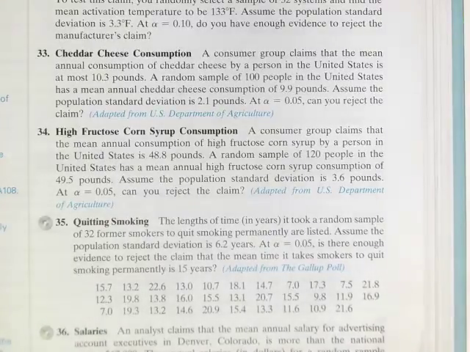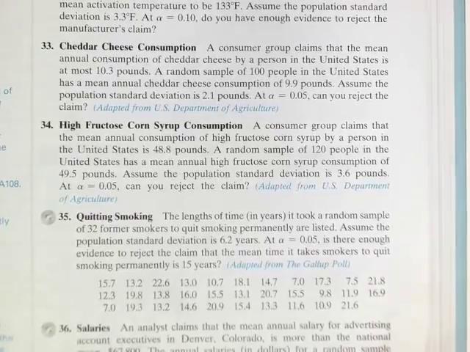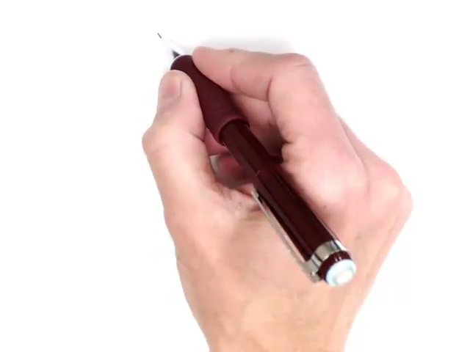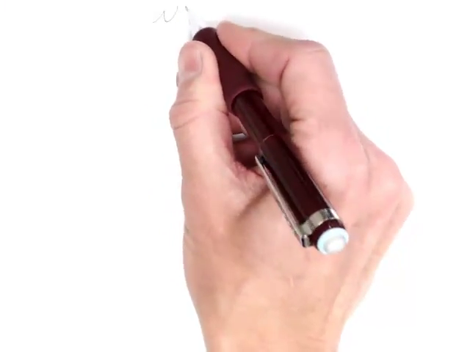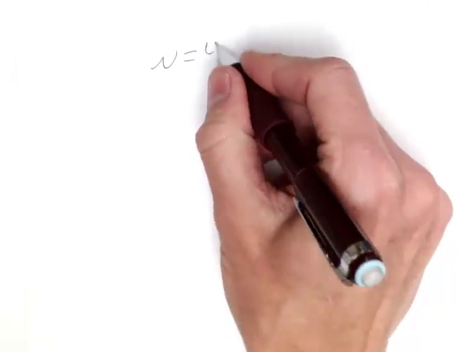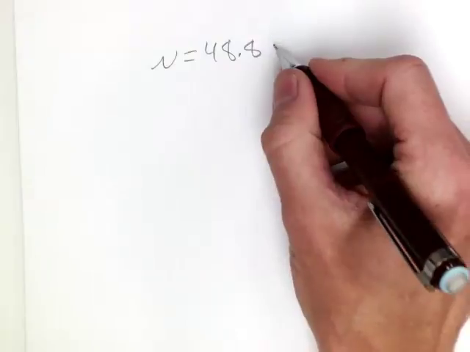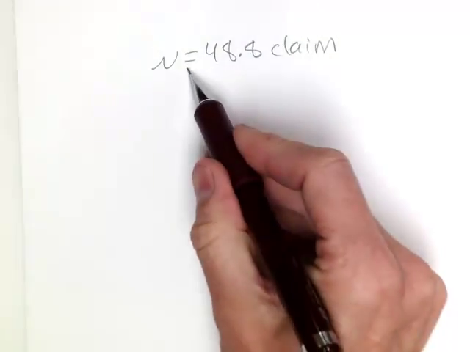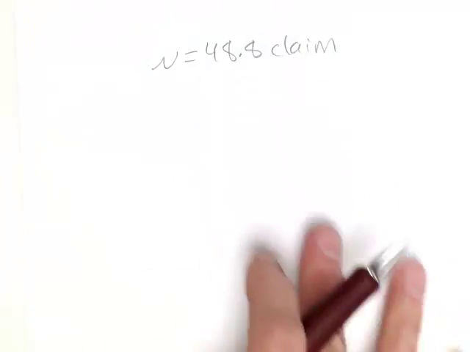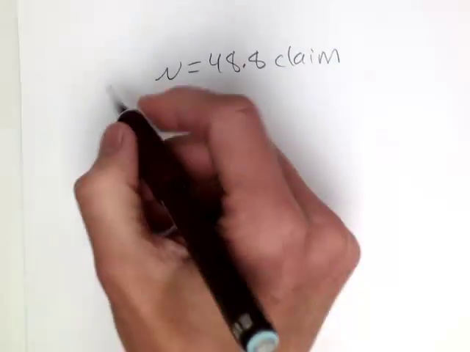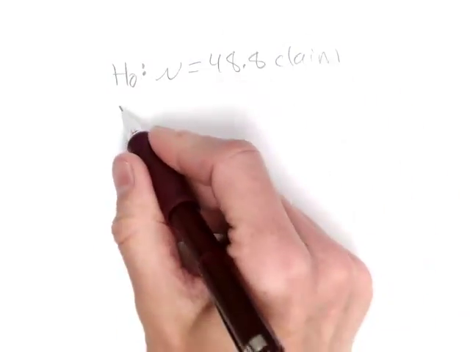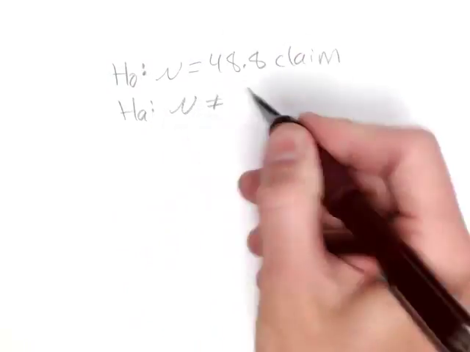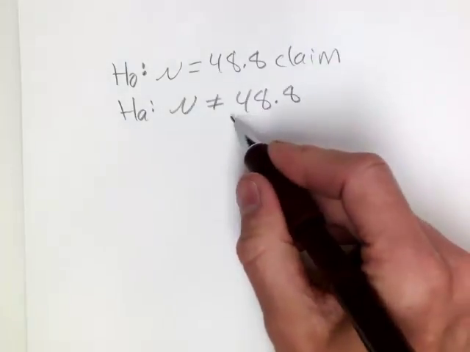Okay, so first we want to identify the claim in terms of the parameter and write it as a mathematical statement. So my first step is to write this as mu equal to 48.8. This is the claim, because the consumer group claims that the mean annual consumption by a person is 48.8 pounds. Because this contains the case of equality, this is going to be the null. So this necessarily makes the alternative mu not equal to 48.8. So this is going to be a two-tailed test.